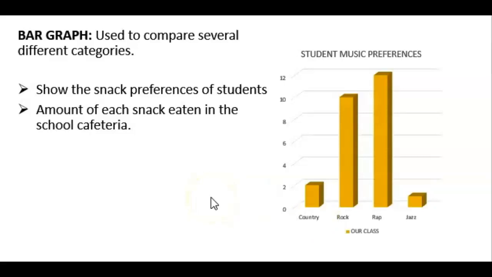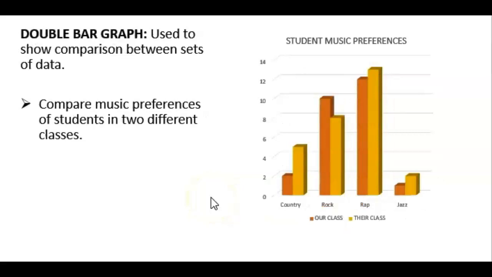In these graphs, you can also do a double bar graph or a double line graph. That is simply when you are comparing 2 sets of data points within the same graph. So notice here, this is an example of a double bar graph. We have one color to represent our class and another color to represent their class. 2 data sets are being compared over the same topic to show the differences.